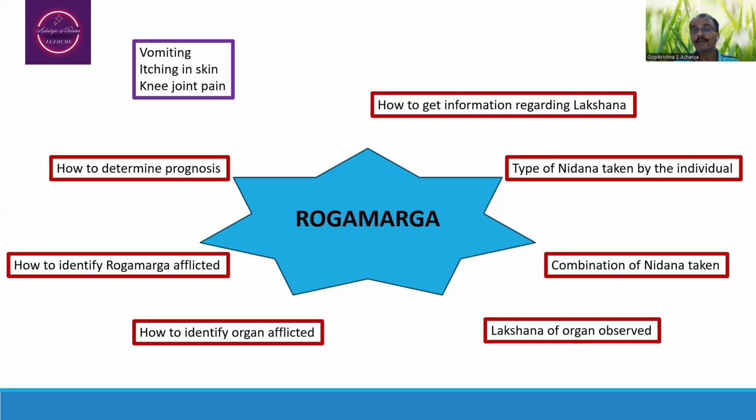Whether the person is taking only one Nidana, or two or three or four Nidanas as such. For these, you need to know what type of pathogen, what we can call Nidana as pathogen, the individual is exposed to. You need to know which particular Bahya Srotas is being afflicted, and which particular Abhyantara Srotas affliction is there. Like that, the combination of the Nidana has to be analyzed by the learner.